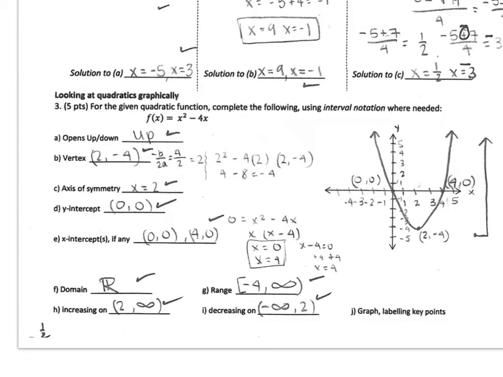The axis of symmetry is the line that splits your parabola in half. It's always a vertical line for our parabolas that are functions, and so we get x = 2. What's the y-intercept? Always set x equal to 0. When you do that in the original function, you get 0, so you get (0, 0).